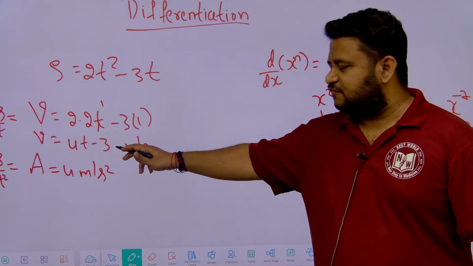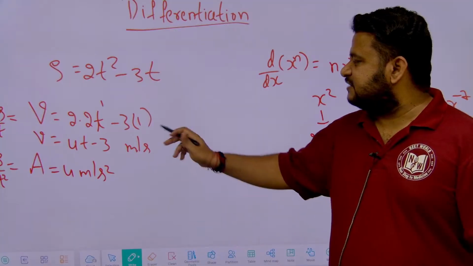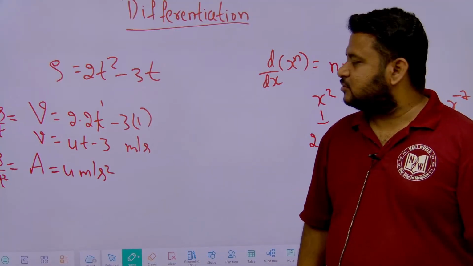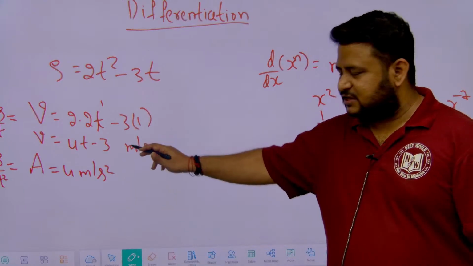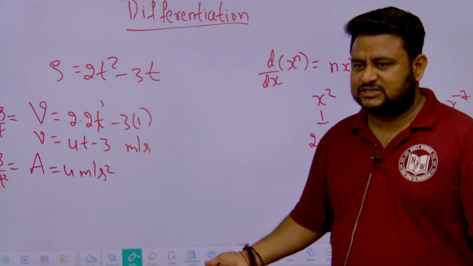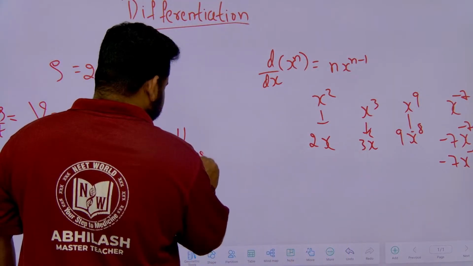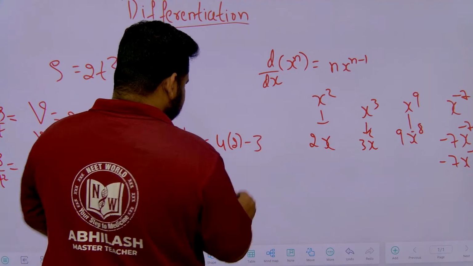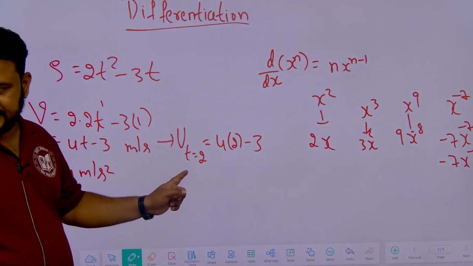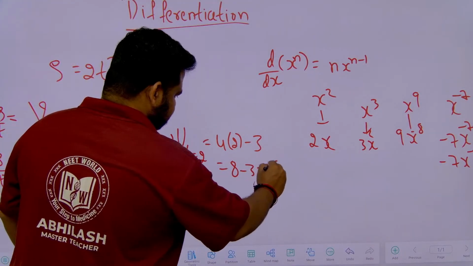Suppose here if they ask me, listen all of you, for the absolute value of velocity, I have got it in terms of 4t minus 3, and I want the actual value. That time they will give, find the velocity when time is equal to 2 seconds. When time is equal to 2 seconds, wherever t is there, put 2 seconds. So velocity at time equal to 2 seconds means 4 into 2 minus 3. Why 2? Because time is 2 seconds. So this will become 8 minus 3, which is 5.